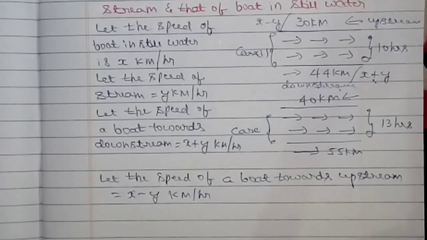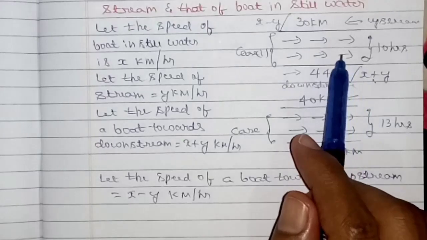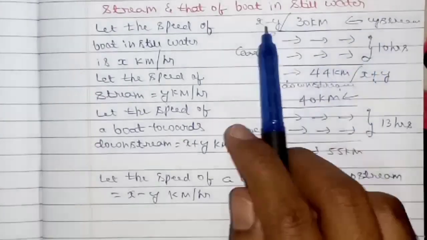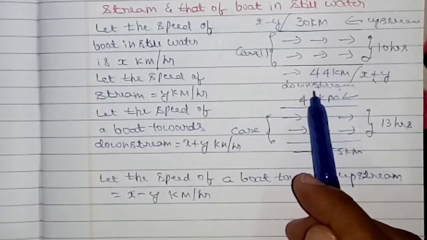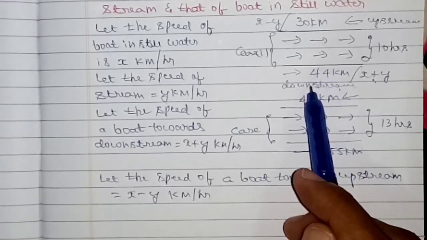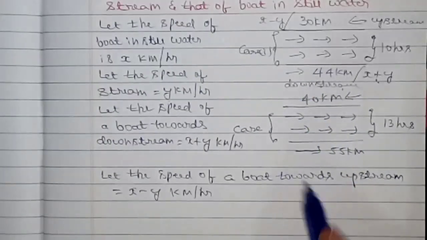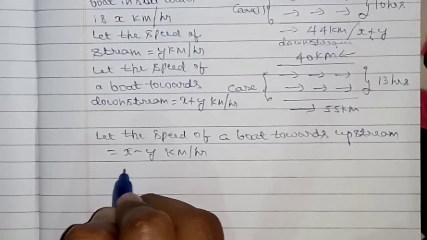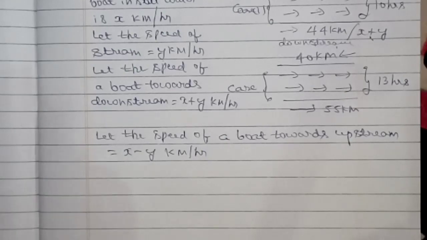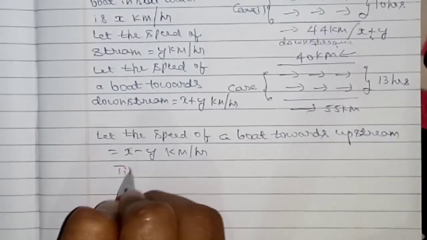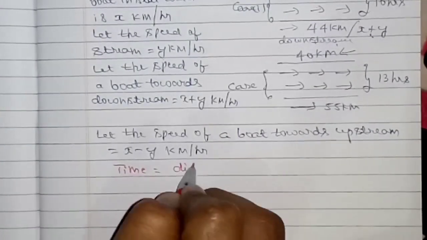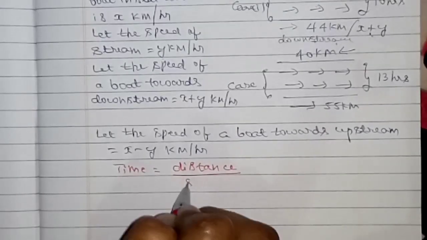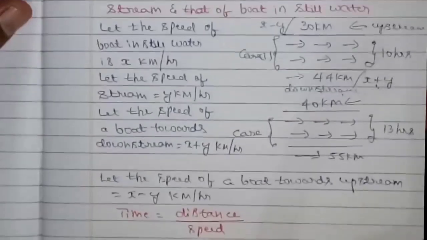Now, what is the total time taken by the boat, towards upstream and towards the downstream? How will you find the total time? By using the time formula. I think you know the formula, right? Time is equal to distance upon the speed, right? Now what is the distance here?